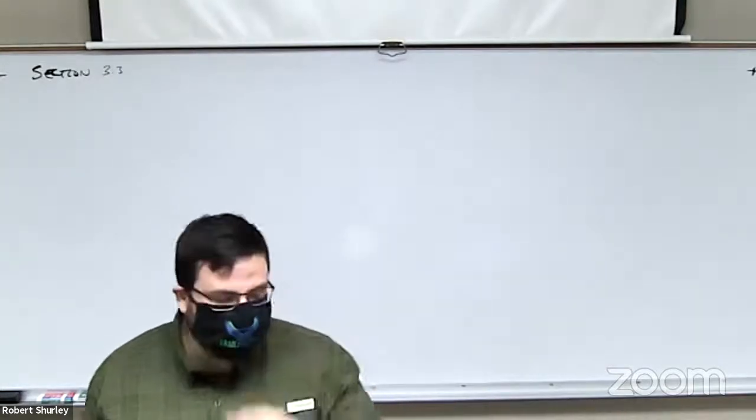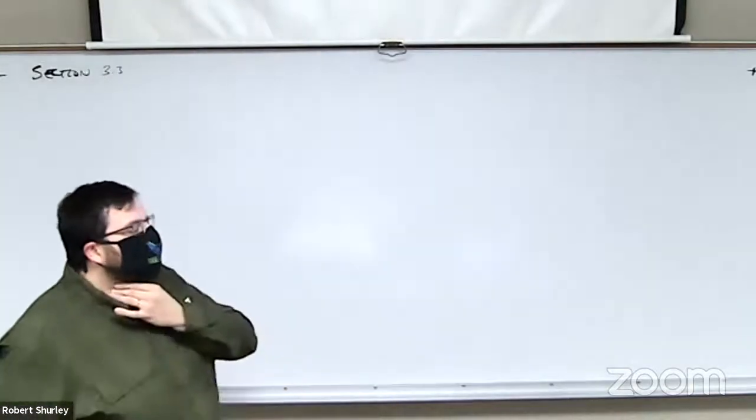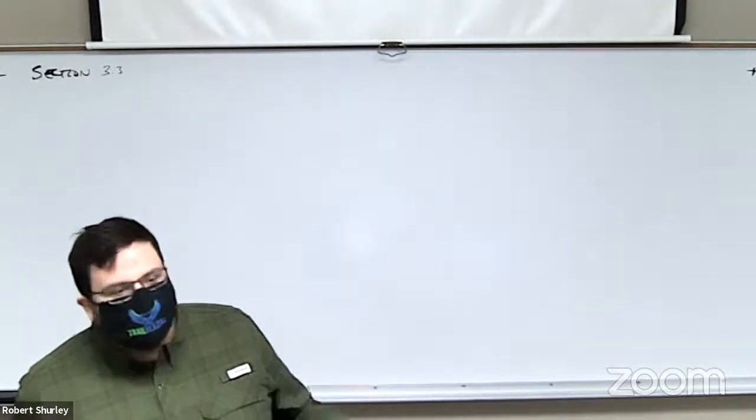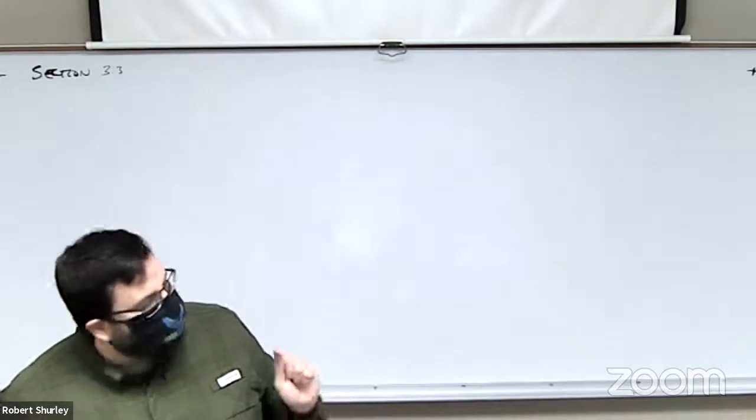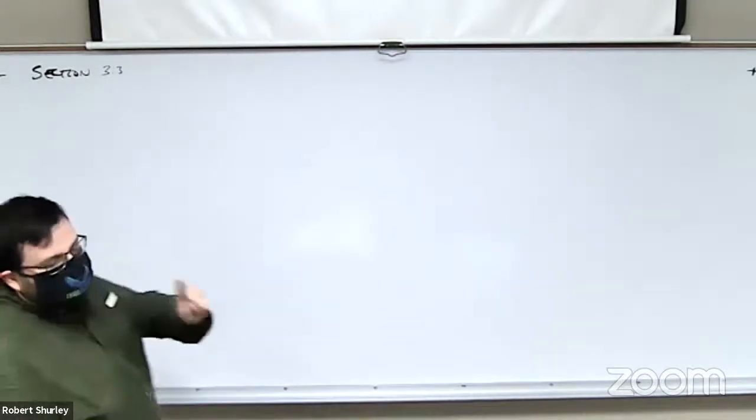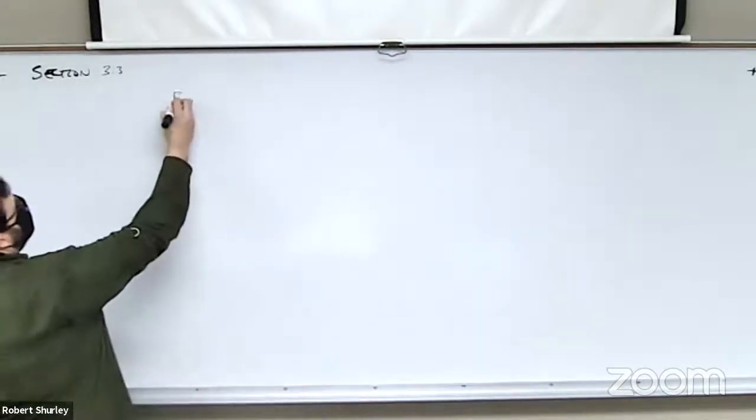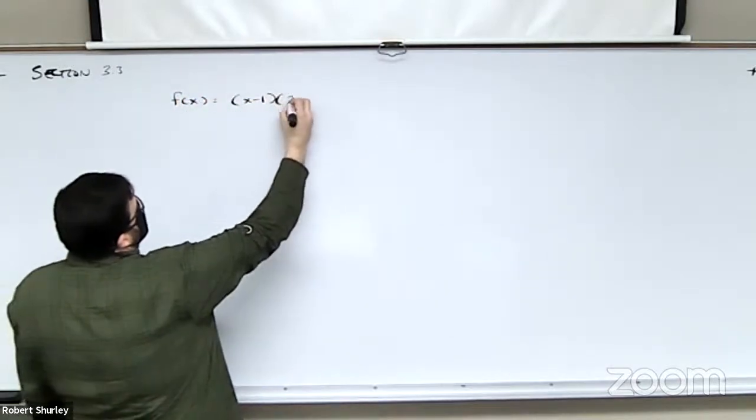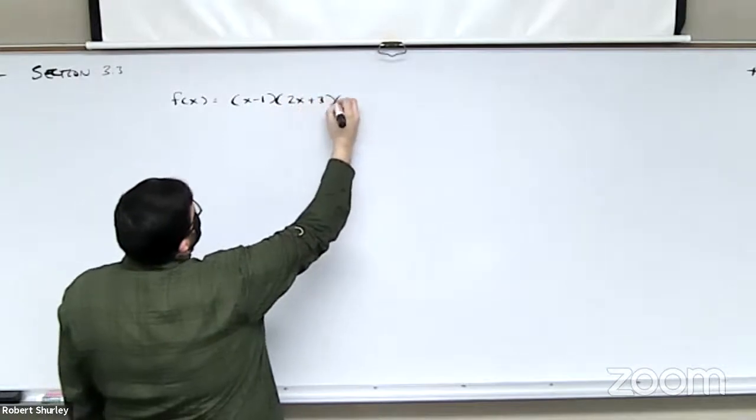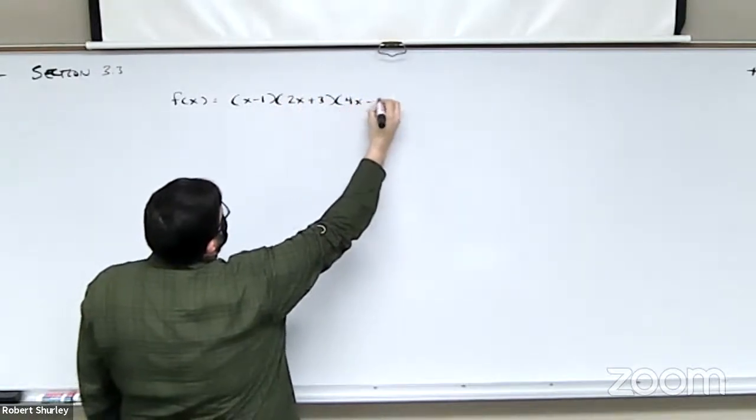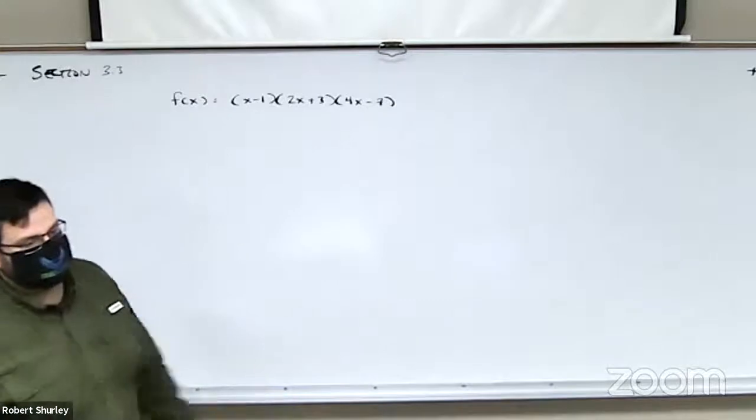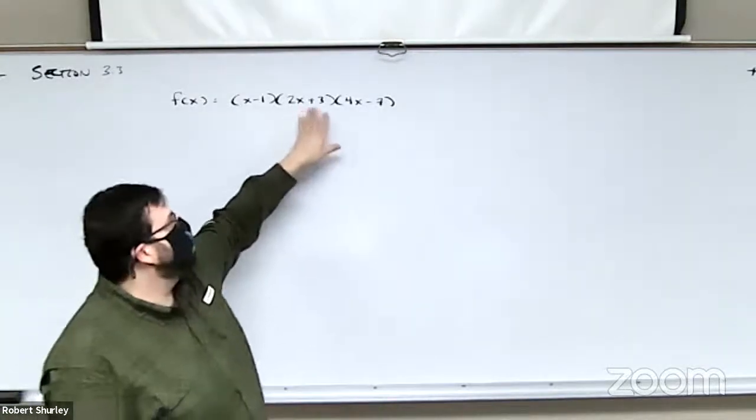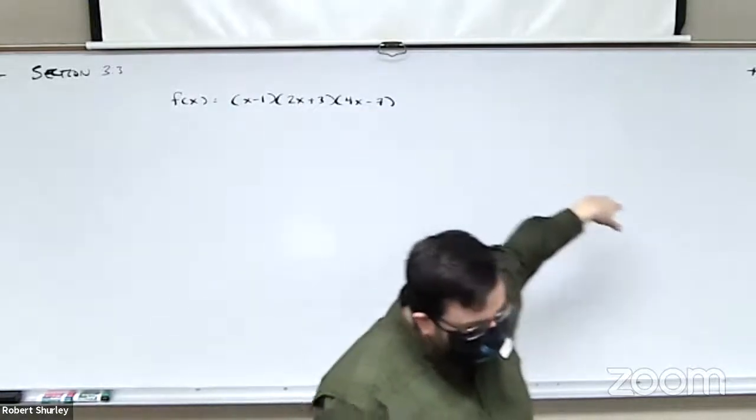Before I really start today's lecture, I'm going to talk a little about what we discussed at the very end of 3.2, which was solving for those zeros. Let's look at one in factored form. If I give you a polynomial function in factored form, let's say I gave you one like this: we've got x minus 1, we've got 2x plus 3, and we've got 4x minus 7.